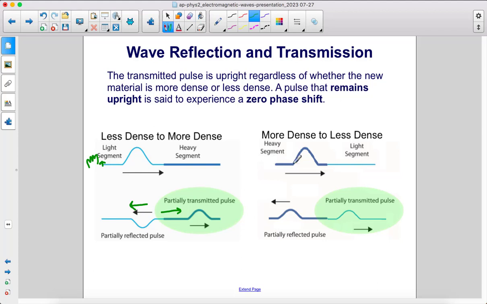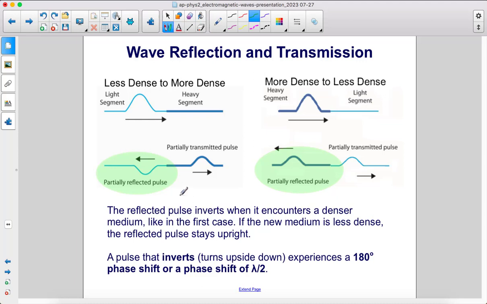If you start with a more dense material and you go to less dense, then the reflected portion and the transmitted portion will both still be upright. The reflected pulse inverts when it encounters a denser medium, like in the first case. See how it flipped over from the top side to the bottom side. However, if the new medium is less dense, the reflected pulse will stay upright after it reflects there. See that? A pulse that inverts, like this one, is said to experience a 180 degrees phase shift, also known as a phase shift of lambda over 2.